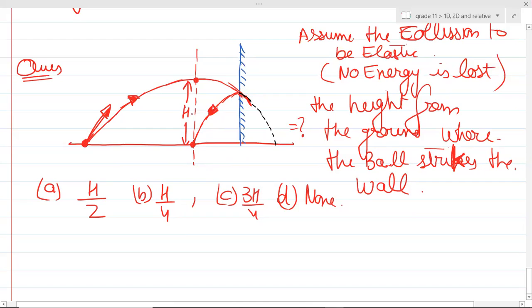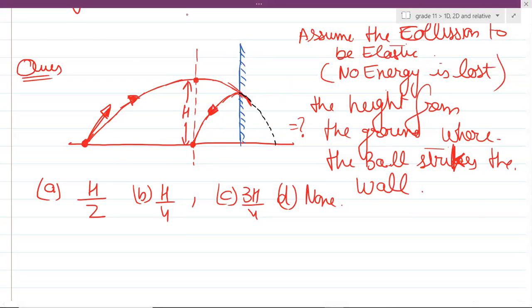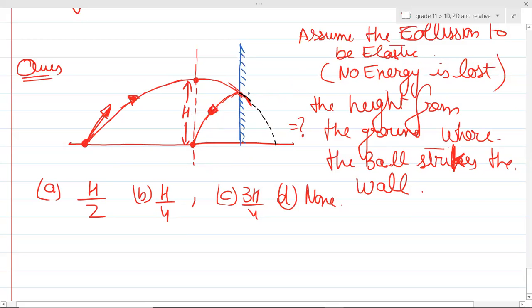So basically, now you have to try this question at home. So how is this possible? Look, what do you need to find out, by the way? You need to find out where exactly it is hitting the ball. You need to find out this height.